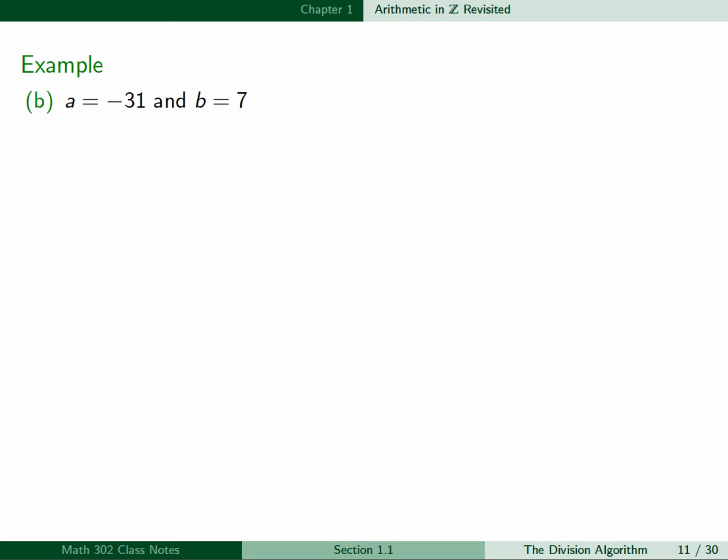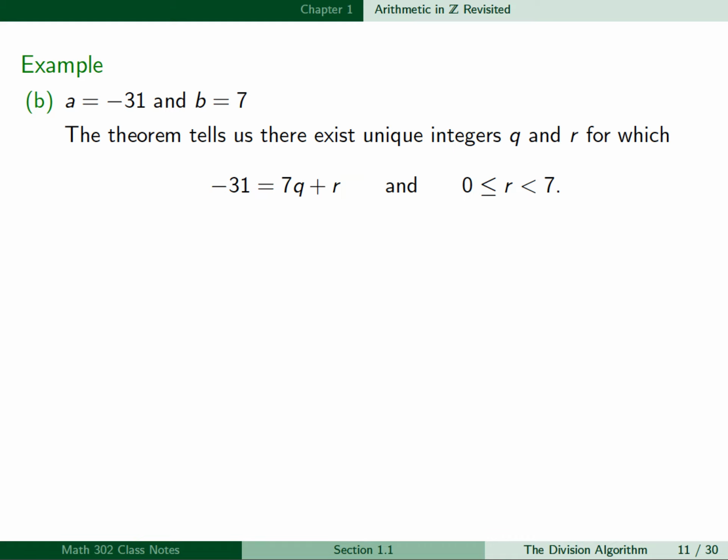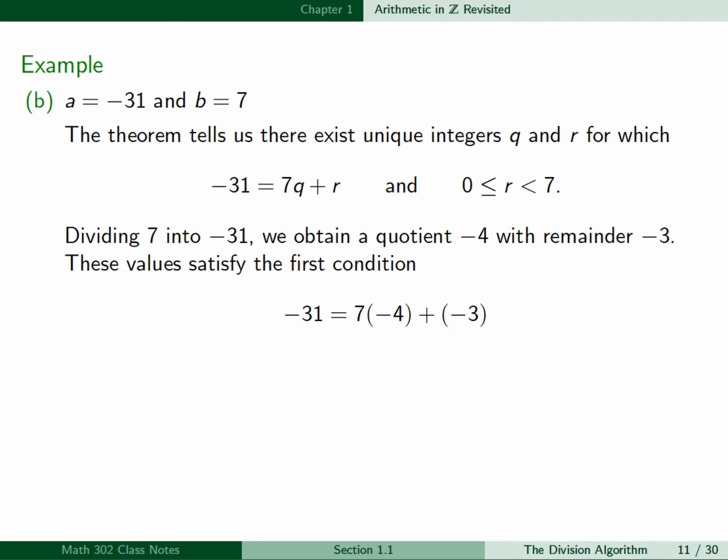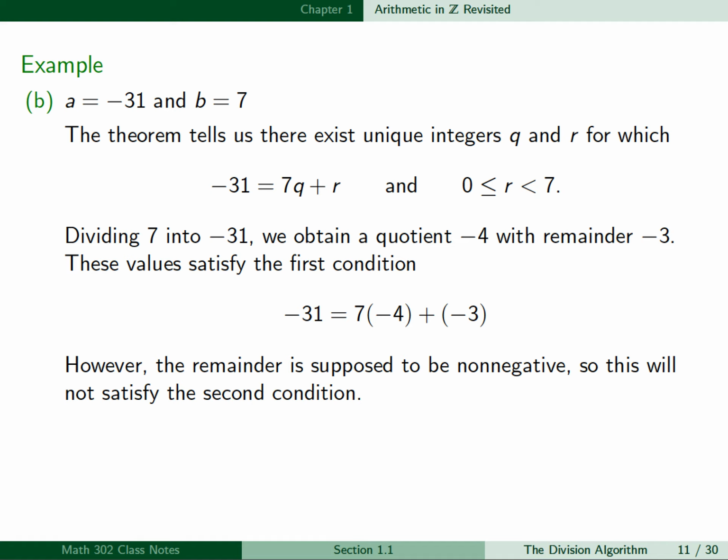For our second example, let's take a is equal to negative 31 and b is equal to 7. The theorem again tells us that there exist unique integers q and r for which negative 31 is equal to 7 times q plus r, and 0 is less than or equal to r is less than 7. Dividing 7 into negative 31, we obtain a quotient negative 4 with a remainder negative 3. Now these values satisfy our first condition. Negative 31 is equal to 7 times negative 4 plus negative 3. However, the remainder is supposed to be non-negative, so this will not satisfy the second condition.